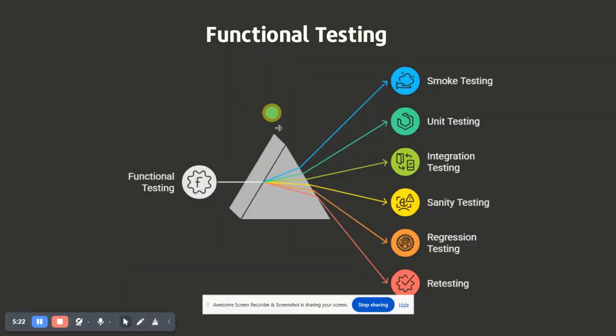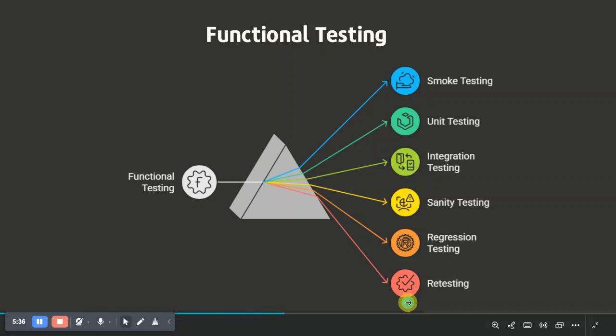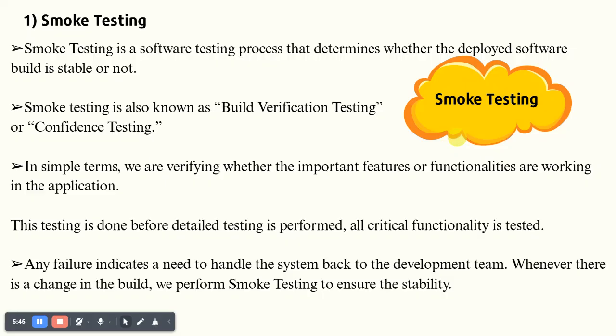What are the types of functional testing? Functional testing includes smoke testing, unit testing, integration testing, sanity testing, regression testing, and retesting. We go one by one. Don't worry. First we move towards smoke testing. What does smoke testing mean?